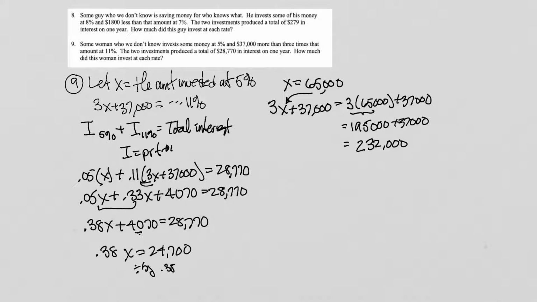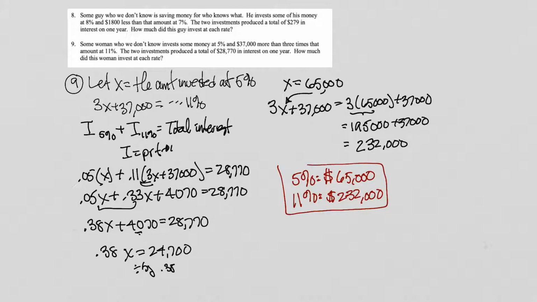All right, so let's summarize now. So the amount that she invested at 5%, that's going to be X, and X was this number here, right? That's at 5%. So that was 65,000. Oh, that's going to be dollars. Let's put a dollar sign on there. $65,000. And the amount at 11%, that was $232,000. All right, dollars. There we go.